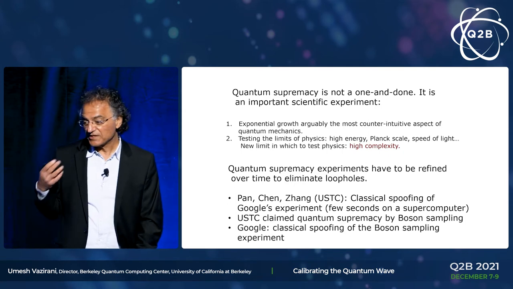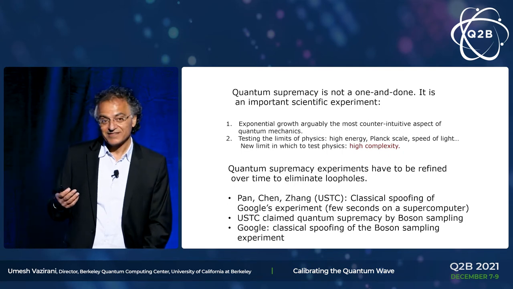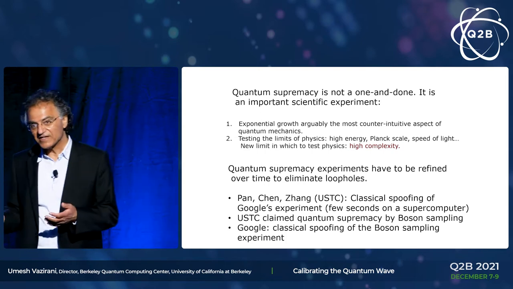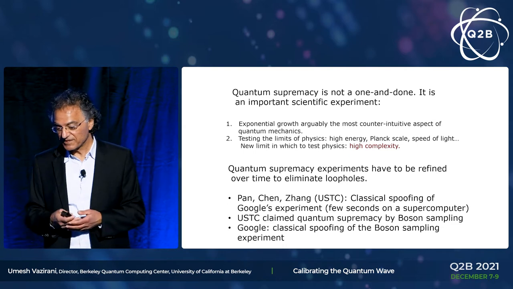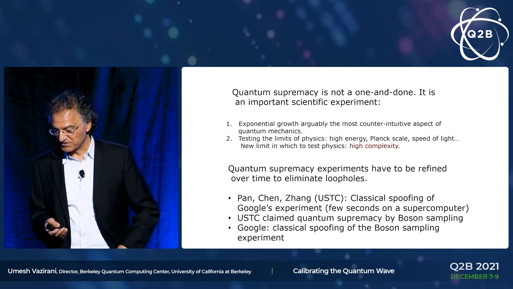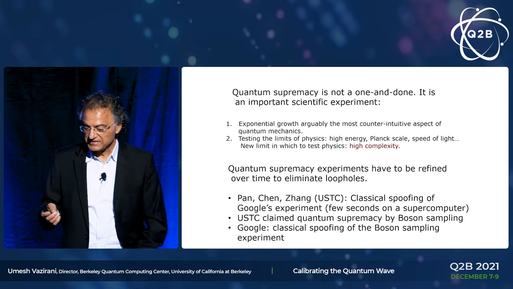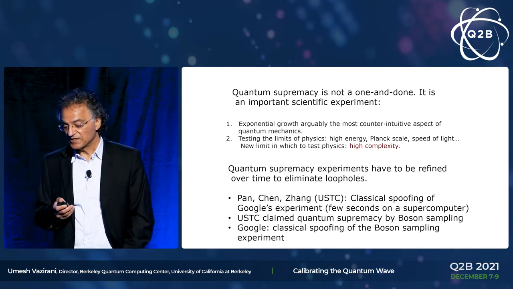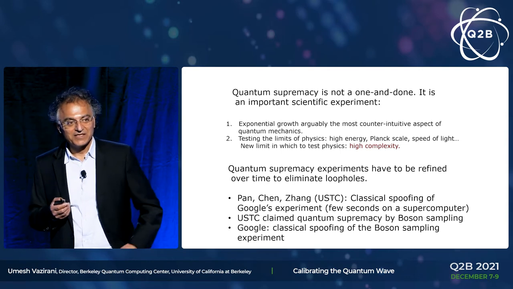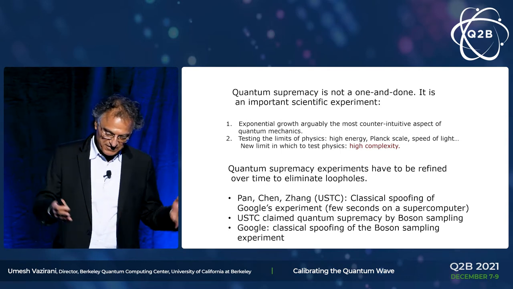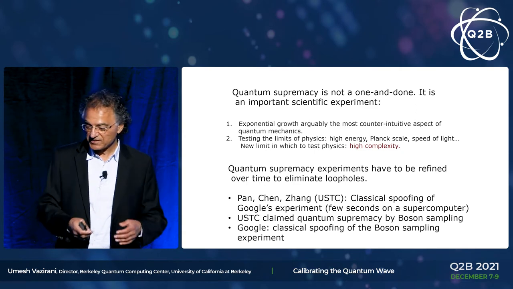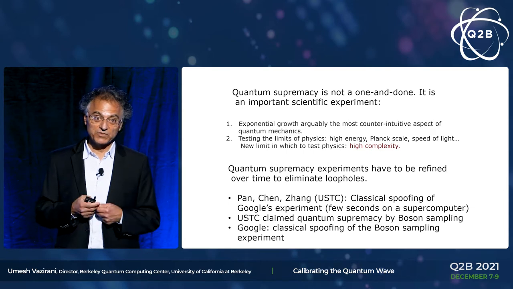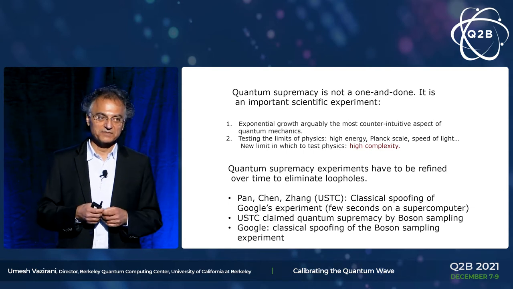Now, why is it not a one and done experiment? Because we have to make sure that there are no loopholes. And in fact, very recently, last month, there was a paper from USTC showing that you can classically spoof Google's experiment. Now, they actually did this spoofing over a period of weeks, but they also did calculations showing that if you use the right kind of supercomputer, it would just take a few seconds.